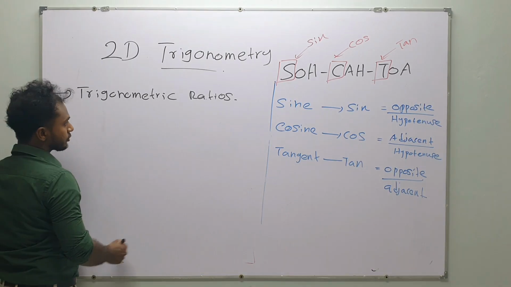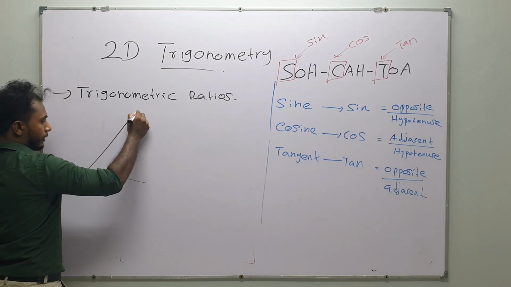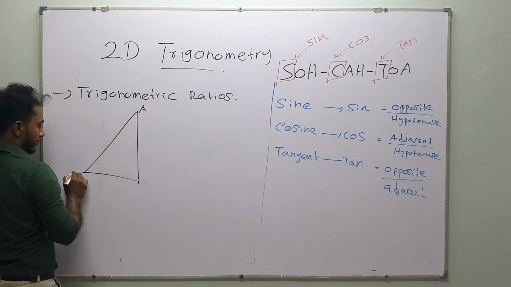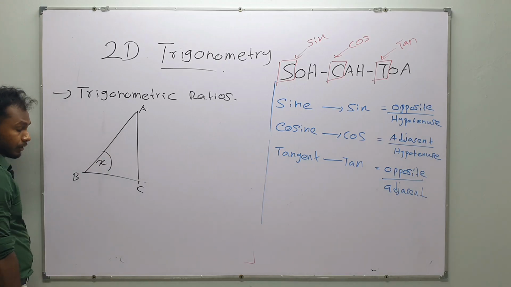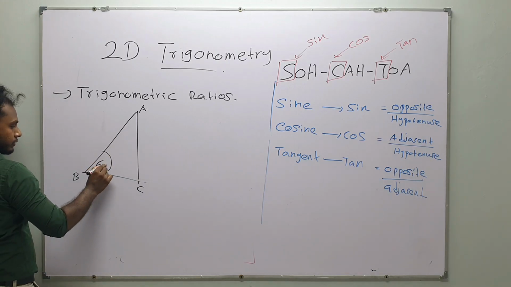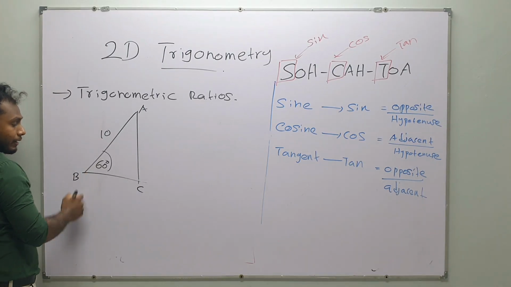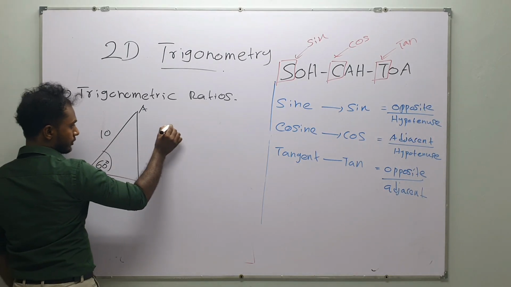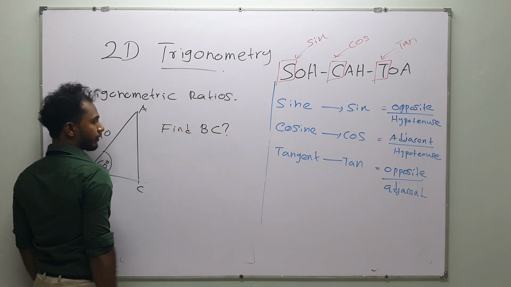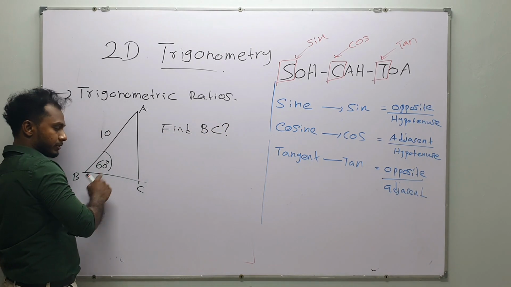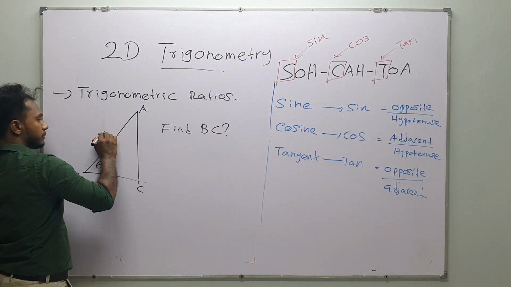Okay, we'll discuss equations based on the trigonometric ratios. So I will draw a triangle like this, the triangle ABC, and we have the angle x here. I will give a value here like 60 degrees and this as 10. So the hypotenuse is 10, the angle is 60. My question is: find BC. Find the BC length. The length is given here in centimeters. I will write this is 10 centimeters.